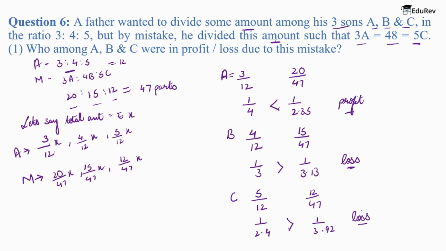I hope this is clear. This is very simple. You just have to get the ratio in the fraction form. Once we get the fractions, we get to know which one is greater. Right? So the question was, who among A, B and C were in profit or loss due to the mistake? A is in profit, B is in loss, and C is also in loss.